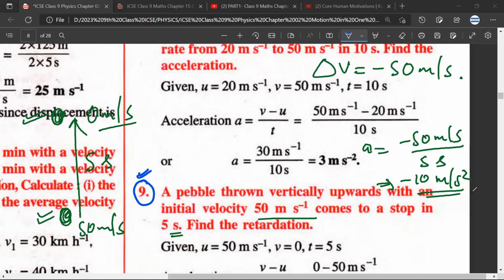Now, when acceleration is negative, what it implies is that this is a retardation. Are you clear?